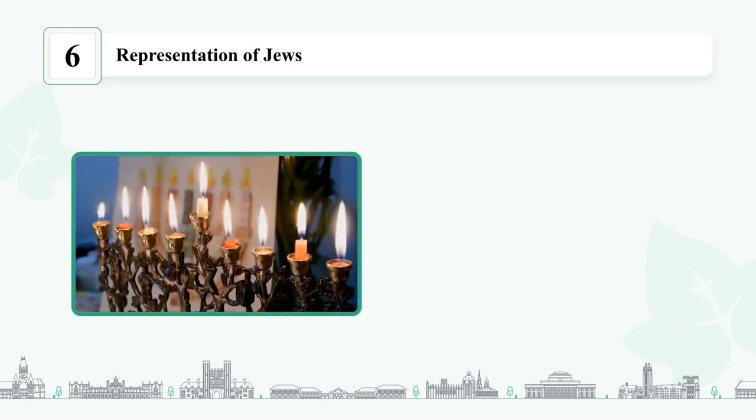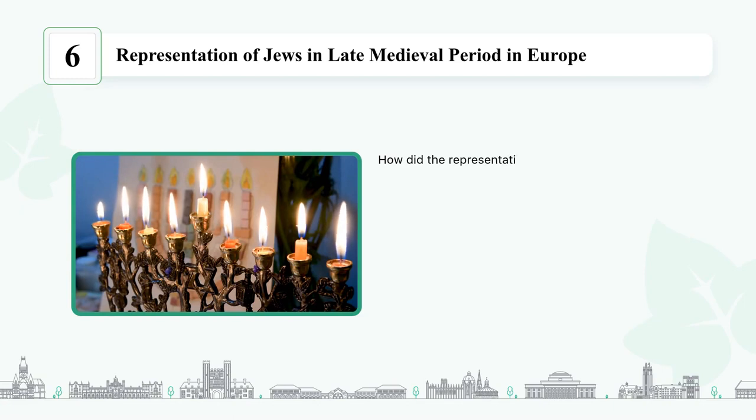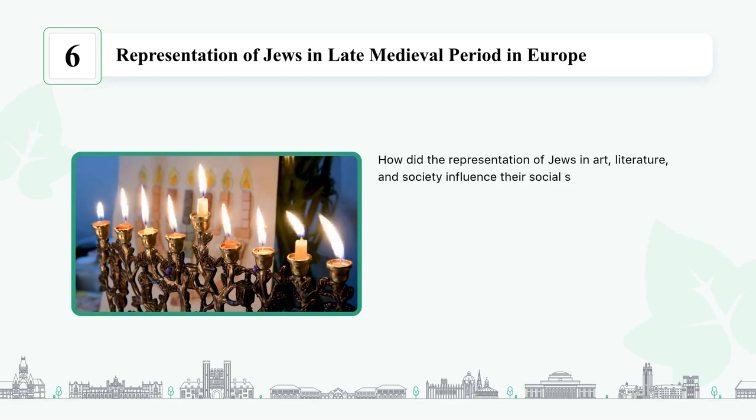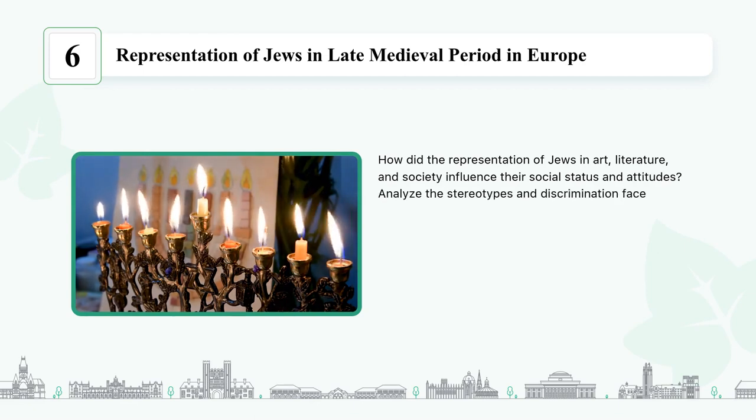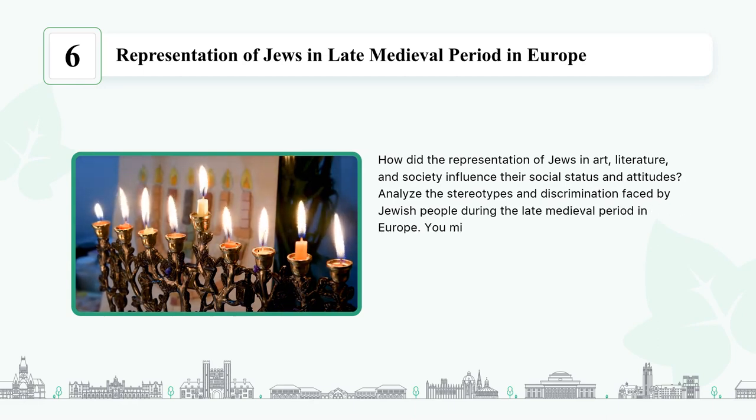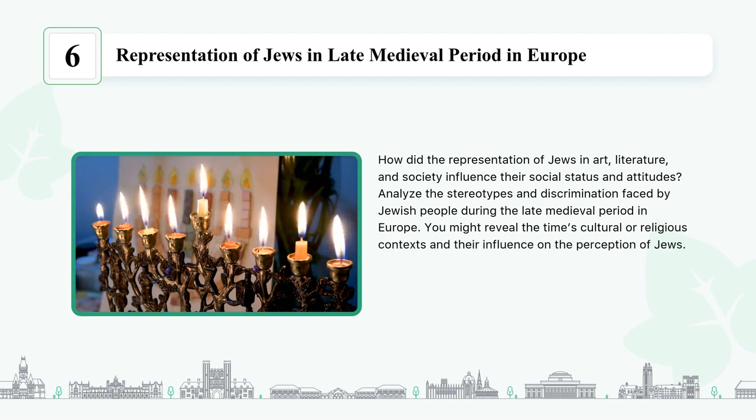Representation of Jews in late medieval period in Europe. How did the representation of Jews in art, literature, and society influence their social status and attitudes? Analyze the stereotypes and discrimination faced by Jewish people during the late medieval period in Europe. You might reveal the time's cultural or religious contexts and their influence on the perception of Jews.